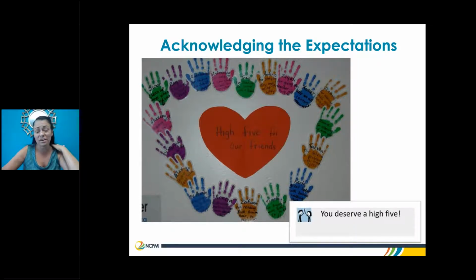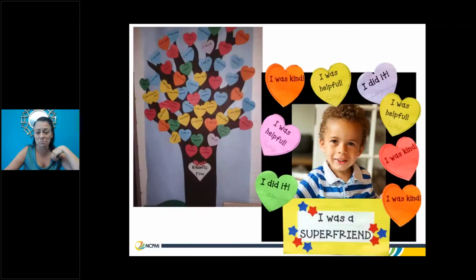So their expectations were called the high five for friends. So teachers had these sticky notes that looked like handprints, and they would write what kids did and put them on the wall so kids could see them, families could see them as they entered and exited the program. This is kind of similar.